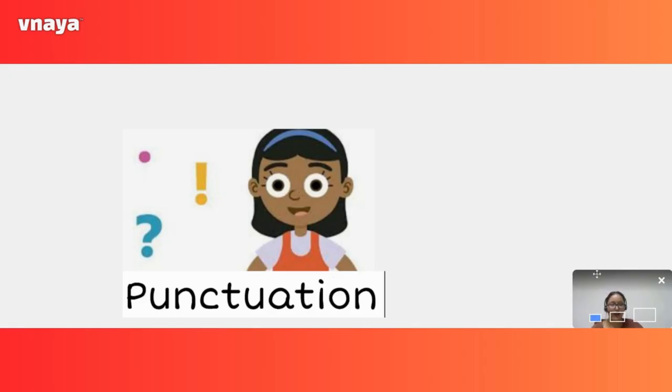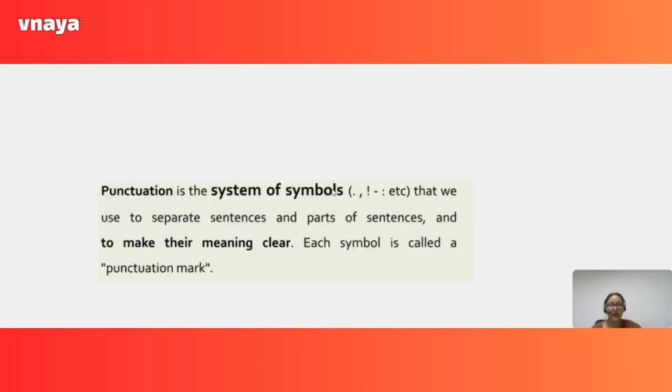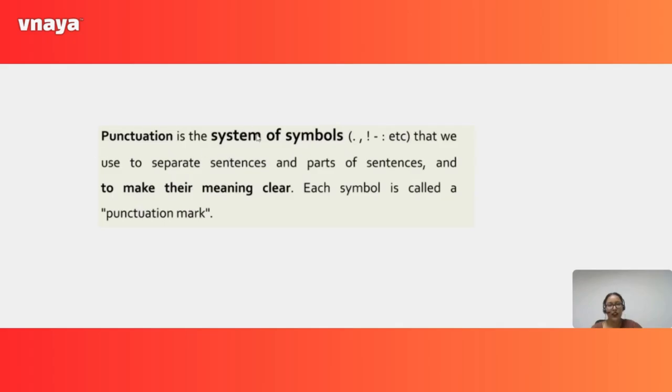In today's video, we will be talking about punctuation. So, what is punctuation? Let us see. Punctuation is the system of symbols that we use to separate sentences and parts of sentences and to make their meaning clear. Each symbol is called a punctuation mark.